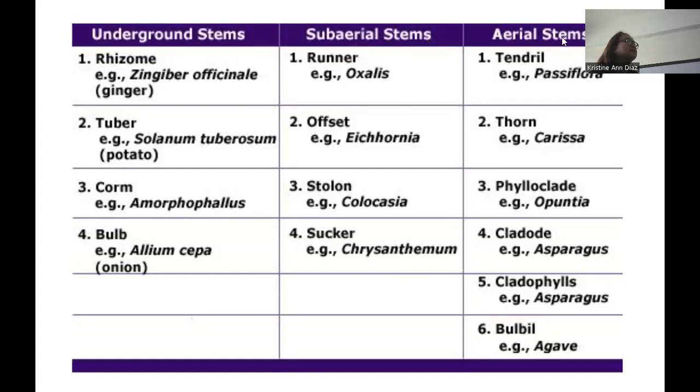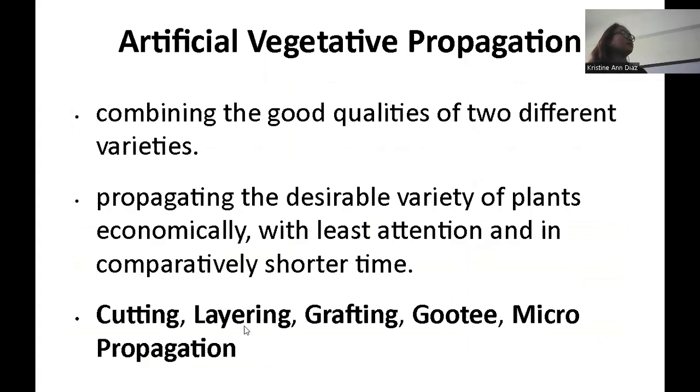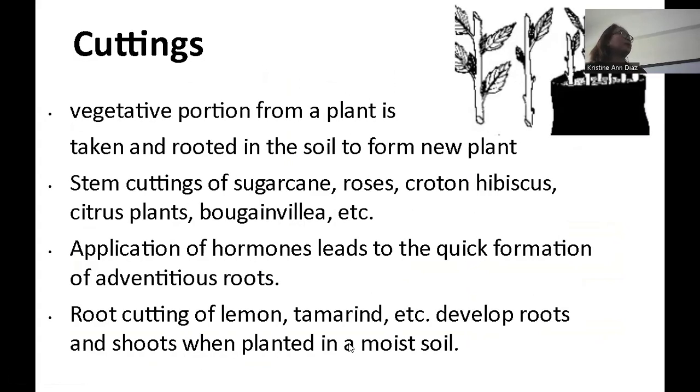Aerial stems include tendrils for passiflora, the passion fruit, thorn, cladode for asparagus, cladophylls also for asparagus, and bulbil for agave. Or you can use artificial vegetative propagation using cutting, layering, grafting, budding, micropropagation. So for cuttings, citrus plant, bougainvillea, sugarcane, rose, and so on. A lot.